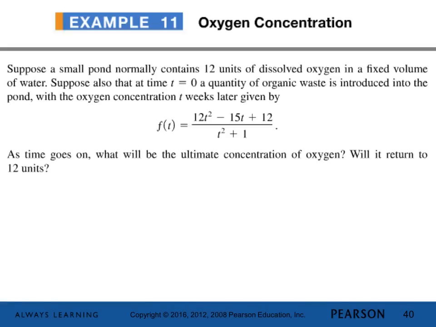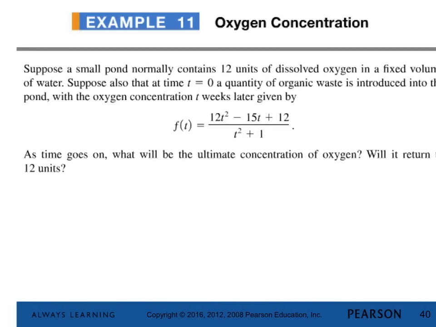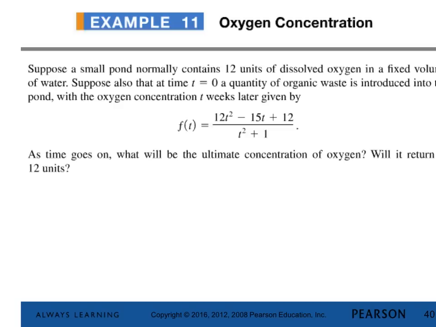Our last one is about oxygen concentration. It's an application problem. Suppose a small pond normally contains 12 units of dissolved oxygen in a fixed volume of water. Suppose also that at t equals 0, in other words, an initial time, a quantity of organic waste is introduced into that pond, and the oxygen concentration t weeks later is going to be given by this function, f of t equals 2t squared minus 15t plus 12, divided by the quantity t squared plus 1.